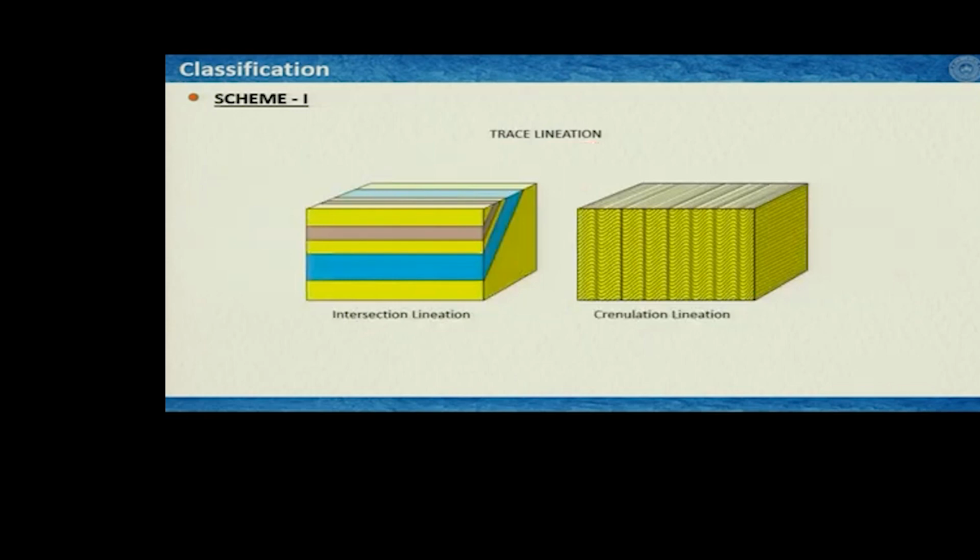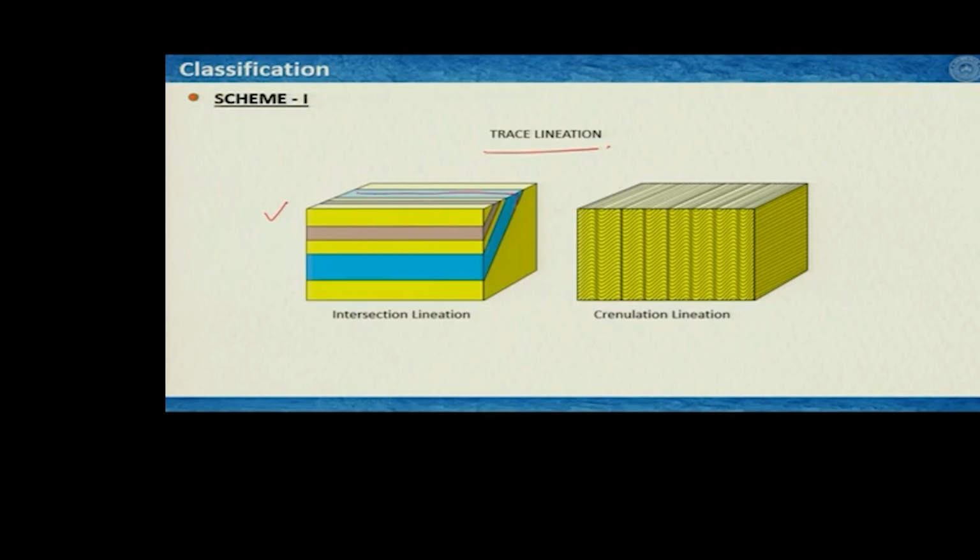And if we go to the next slide and continue the scheme 1 classification, as I talked about, the third one is the trace lineation. So, here these are mostly intersections of different planes, and these intersections define the lineation. So, in the first block diagram, what we see here, again the same block, and we see this blue and this little lighter brown two layers.